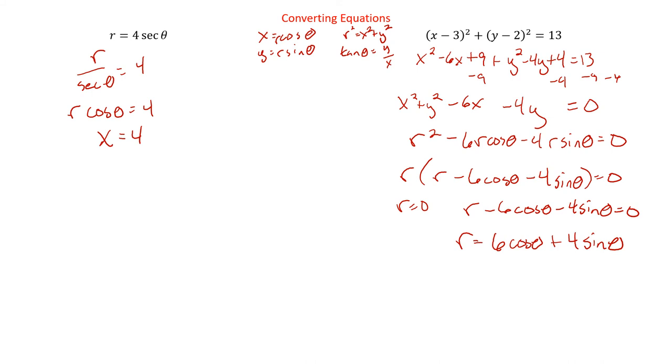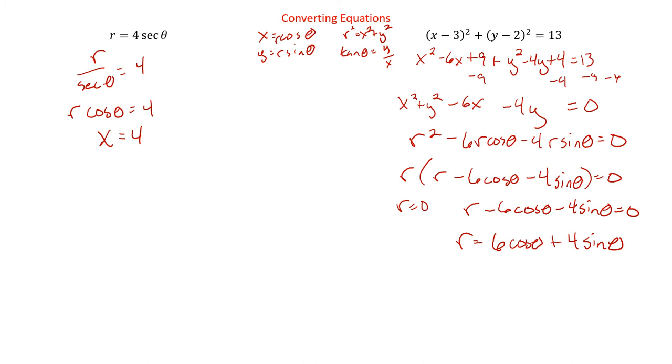It's kind of crazy how that works. We'll be getting into how we could tell what things are, but not so much in this section. But that's how we convert. Notice we use the r squared and the x and the y in this one, because that's what we had, that's what we needed. What if you didn't?